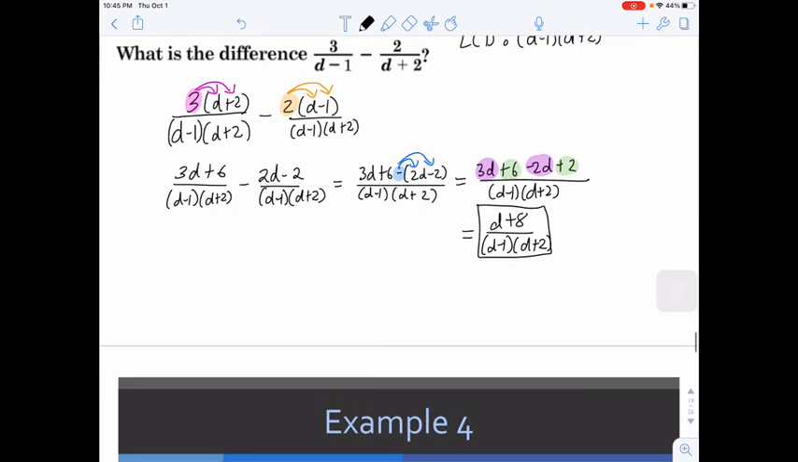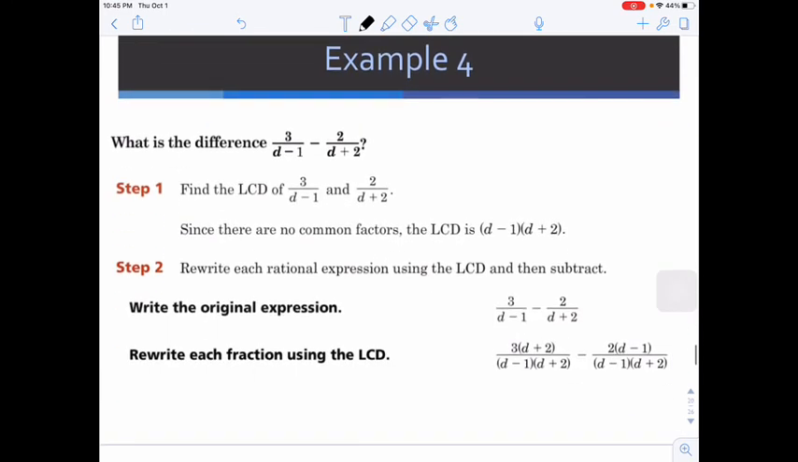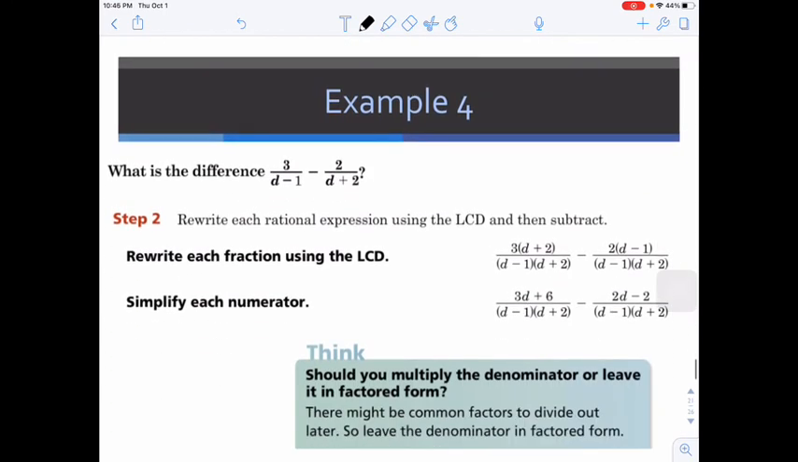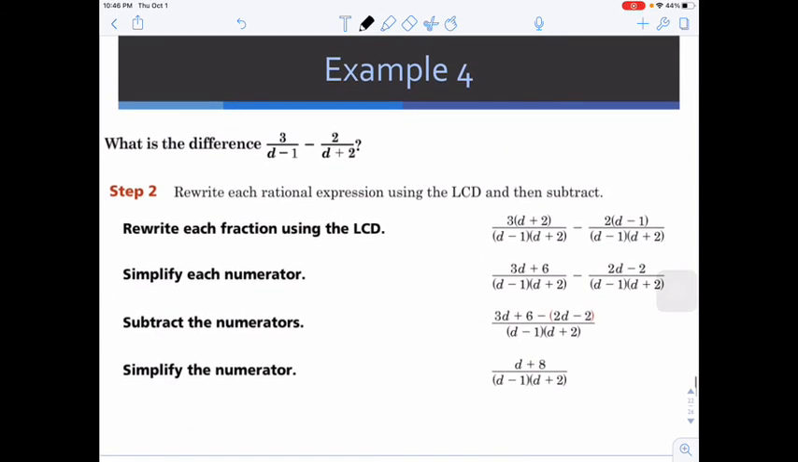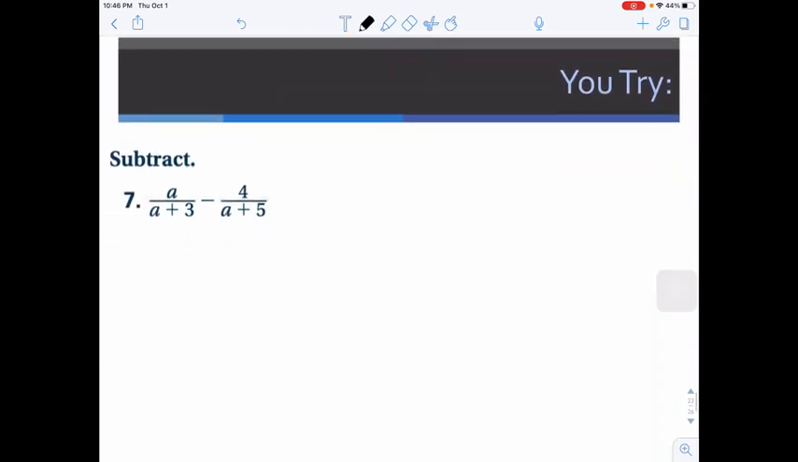All the work for this problem is on the next few slides. And now I would like you to subtract a over a plus 3 minus 4 over a plus 5.